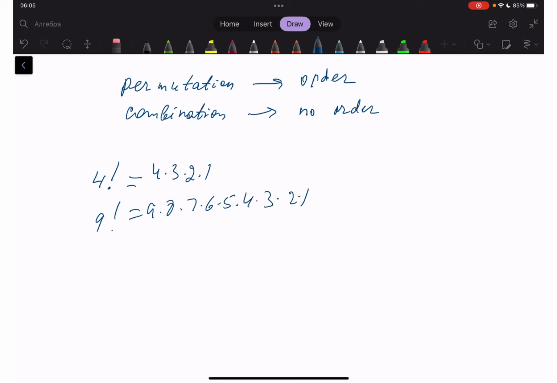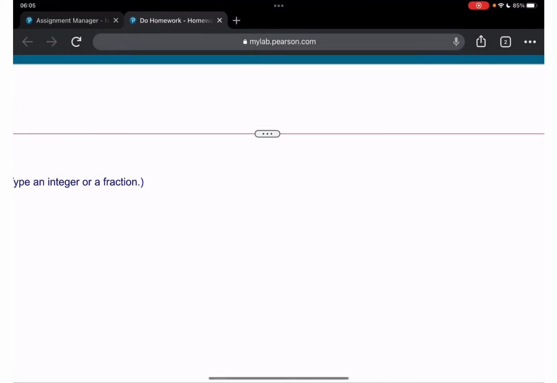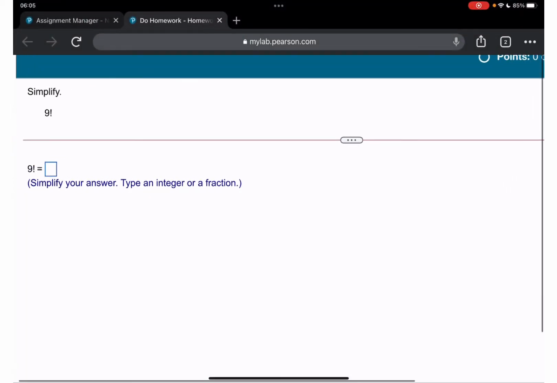Now don't ask me to multiply all this. Let's see if we need to multiply. Well, we can use calculator, no? Okay, let me use a calculator. So it's going to be 9 times 8 times 7 times 6 times 5 times 4 times 3 times 2. And I'm not multiplying by 1.